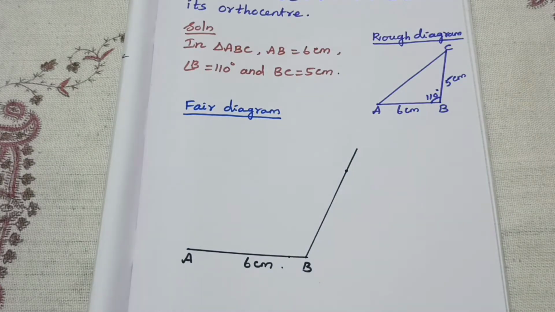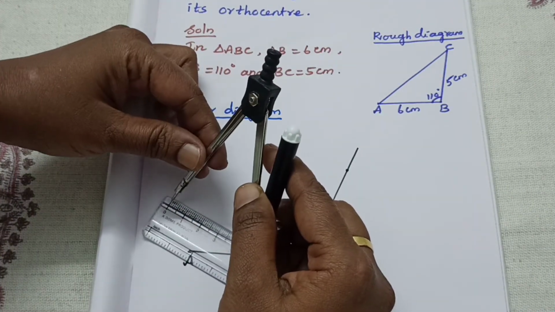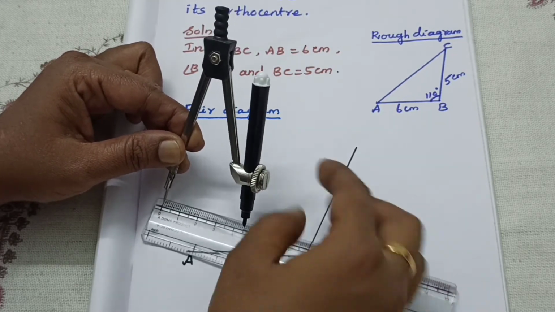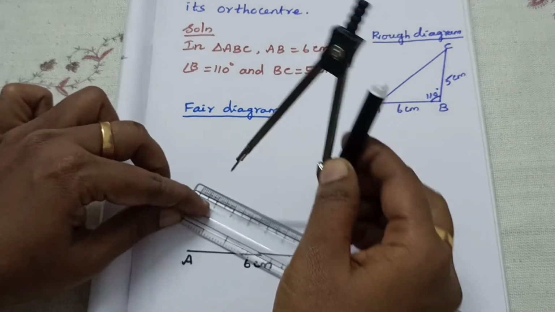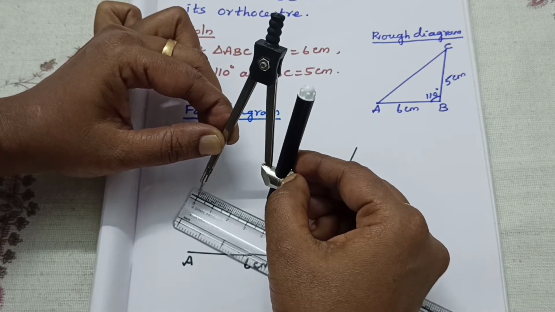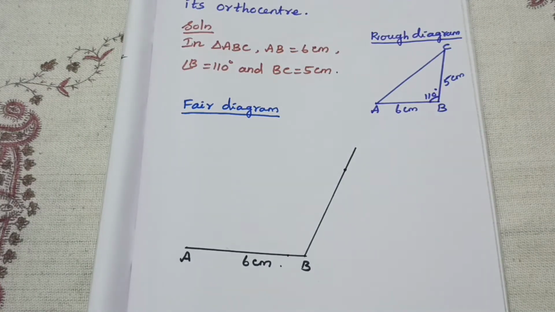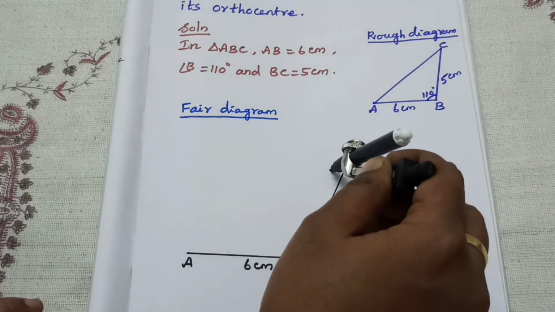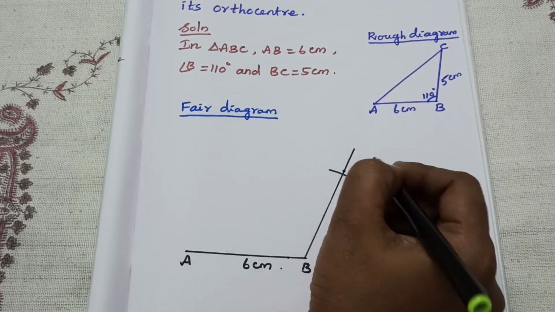Extend this line. And afterwards take 5 cm in your compass. This one is 5 cm. Take 5 cm in your compass, and from B, draw 5 cm and cut this line. Then we got point C. This point is C.